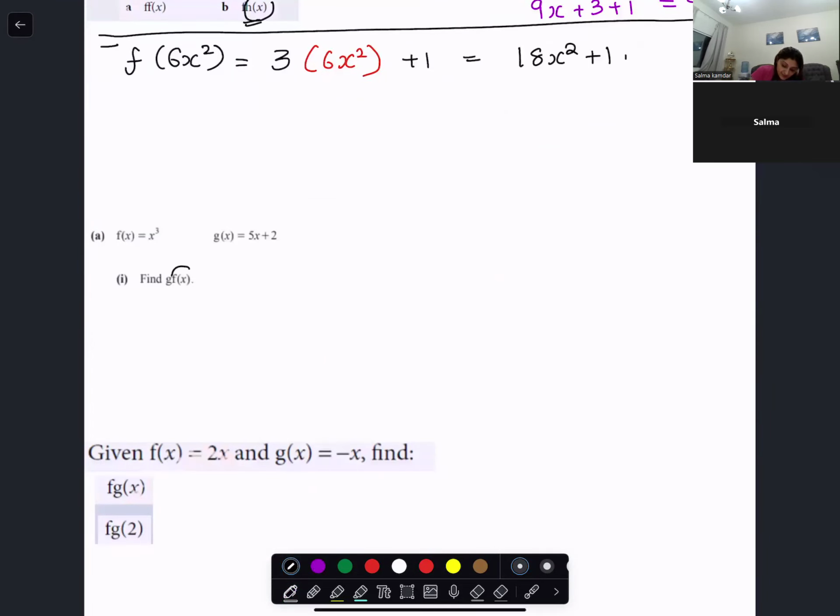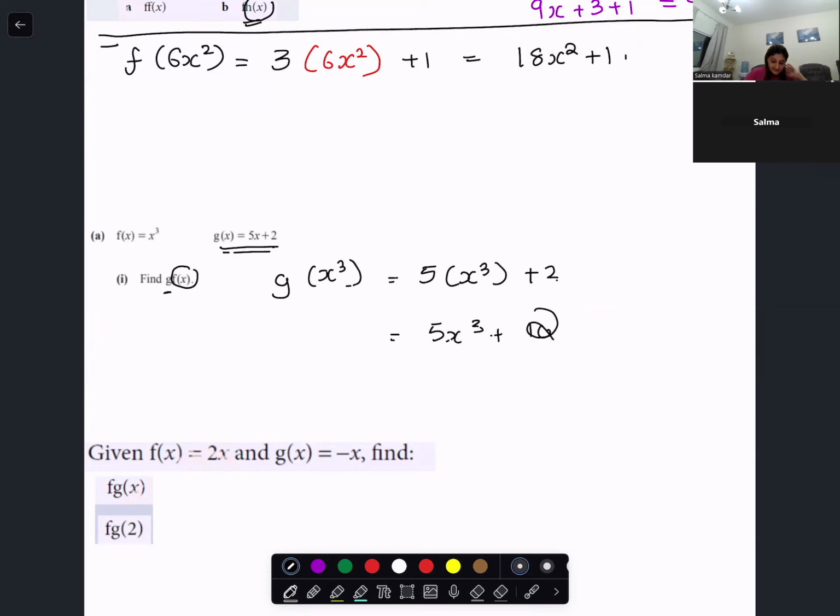Instead of x, I'm going to put the value of f(x), that is x cubed, in the function g. So instead of x, I am going to put the value of f(x). So this is going to become 5x cubed plus 10 plus 2.